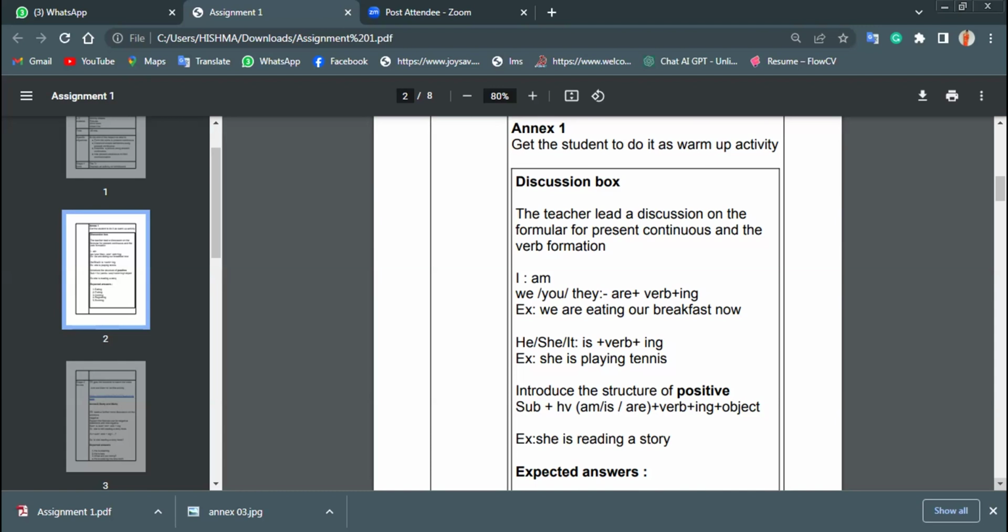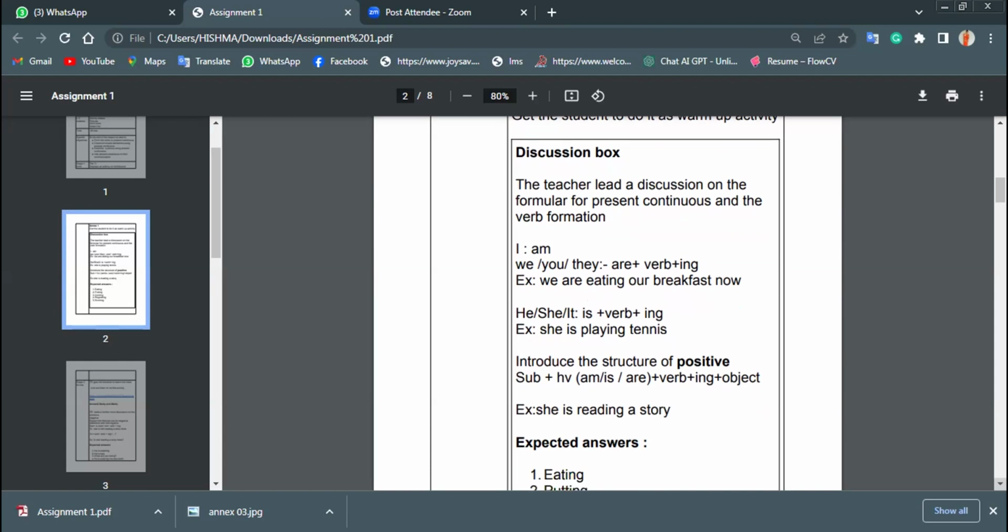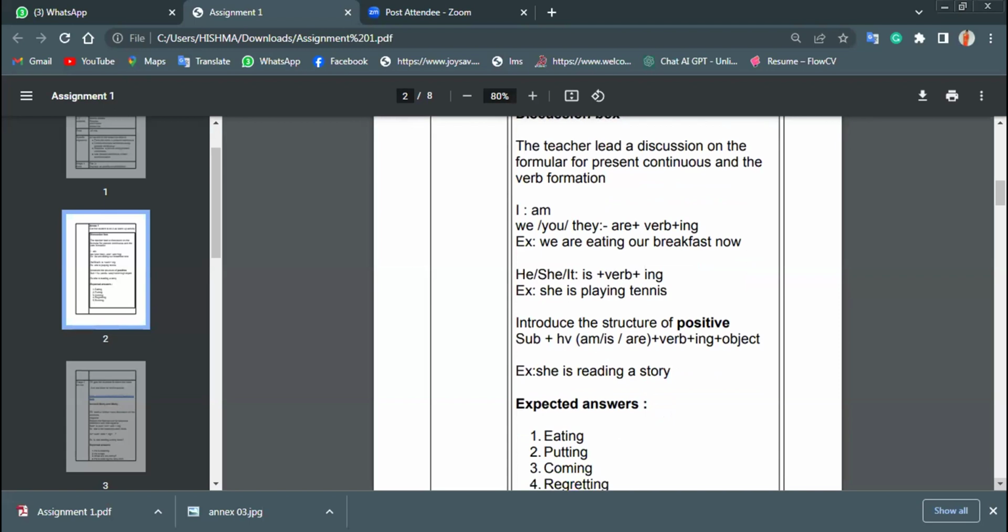Next, for the subjects we, you, they, we add are plus verb plus ing. Example, we are eating our breakfast now. And for the third person singular pronouns he, she, it, we add helping verb is plus verb plus ing. For example, she is playing tennis. I have given the formula: subject plus helping verb, in the bracket am, is, are, plus verb plus ing plus object. Example, she is reading a book.